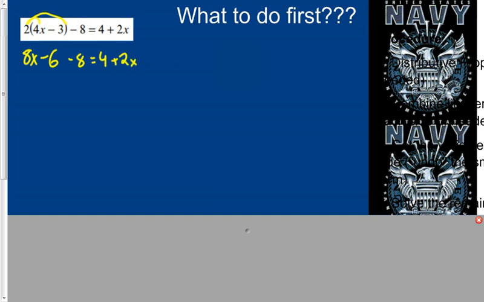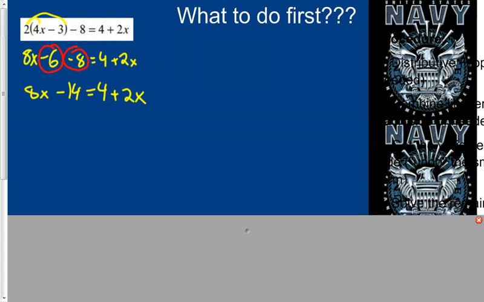Now, we've got variables on both sides, but we also got something we can simplify. If you look at the left side, I see some like terms. We've got minus 6 and minus 8. Those can combine to be minus 14. So we've got 8x minus 14 equals 4 plus 2x. Now, both sides are simplified as far as they can go.